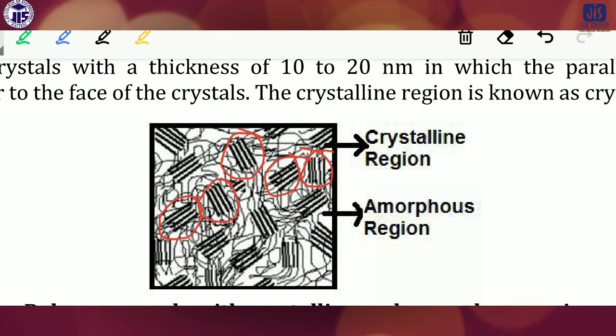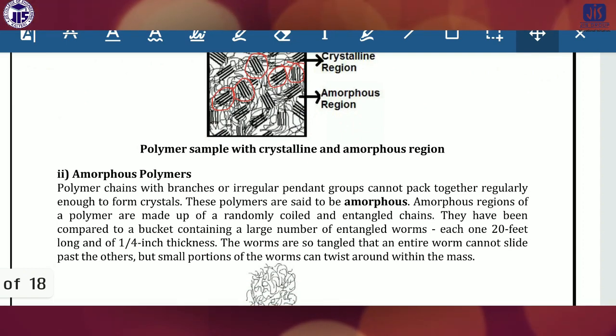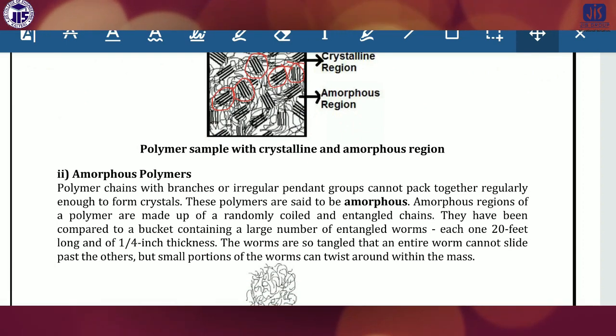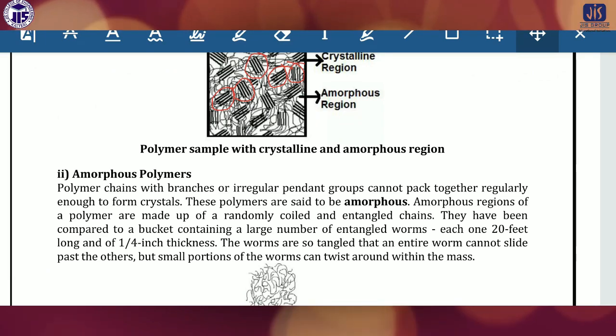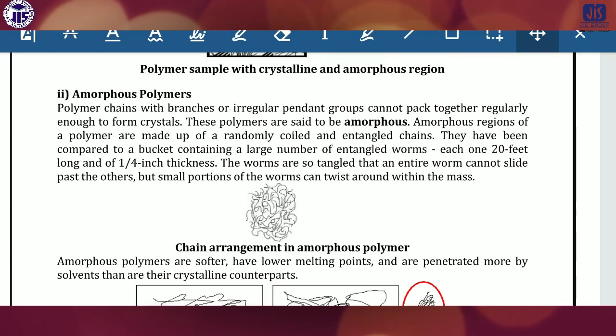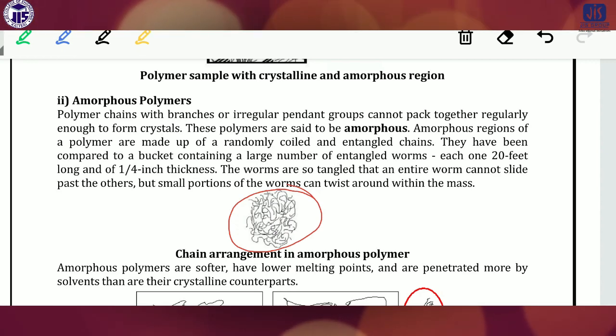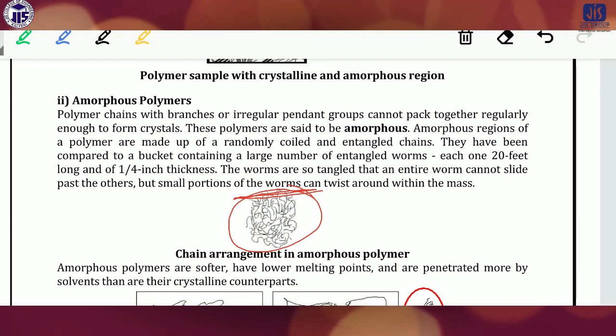But in case of amorphous polymer, the polymer chains look like there is a high flexibility present, and it looks like a worm. Look at the structure: this is the amorphous polymer, and it looks like a worm that twists within the mass. This is called the amorphous polymer. So the amorphous polymer is very important regarding flexibility.